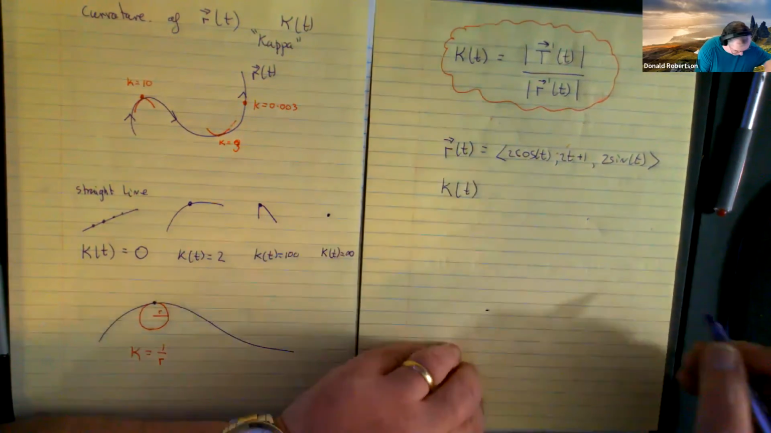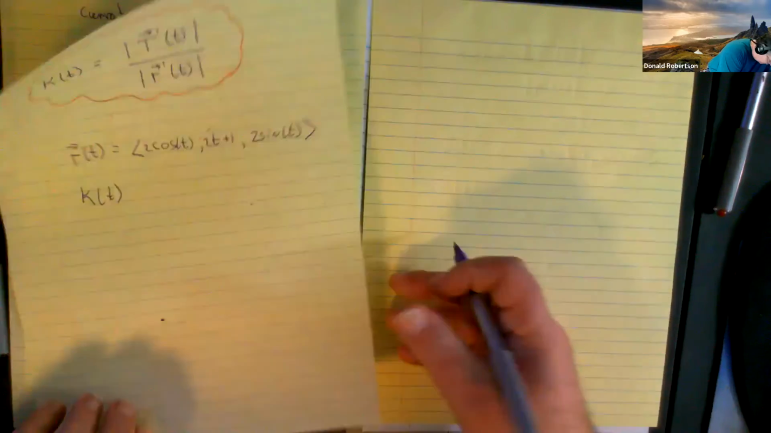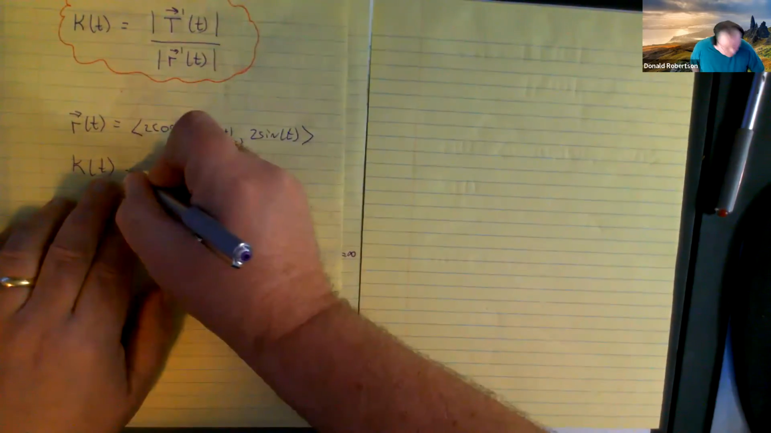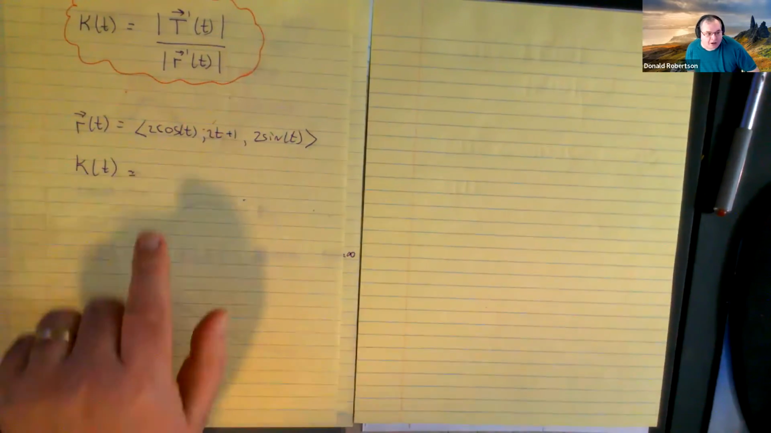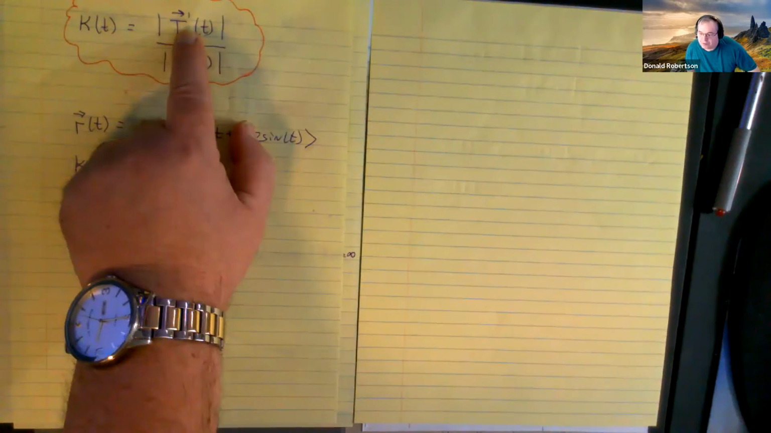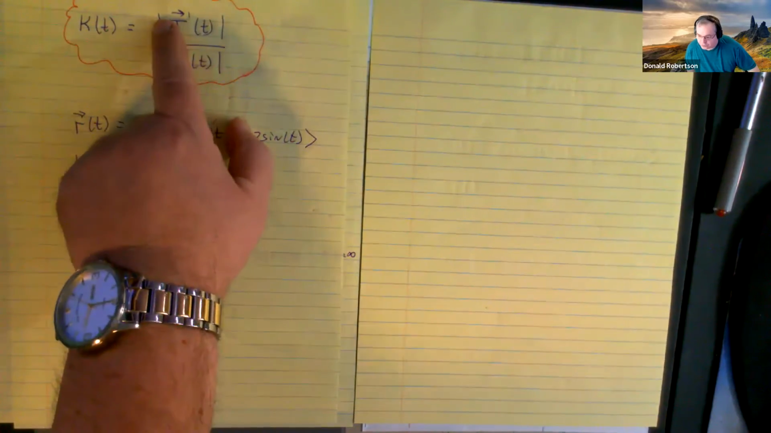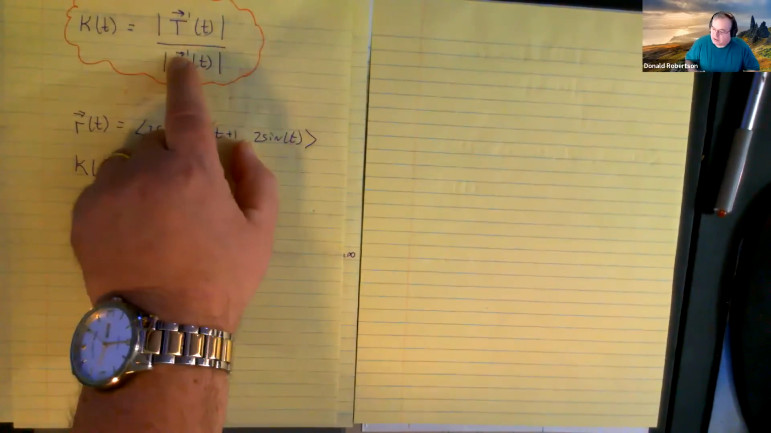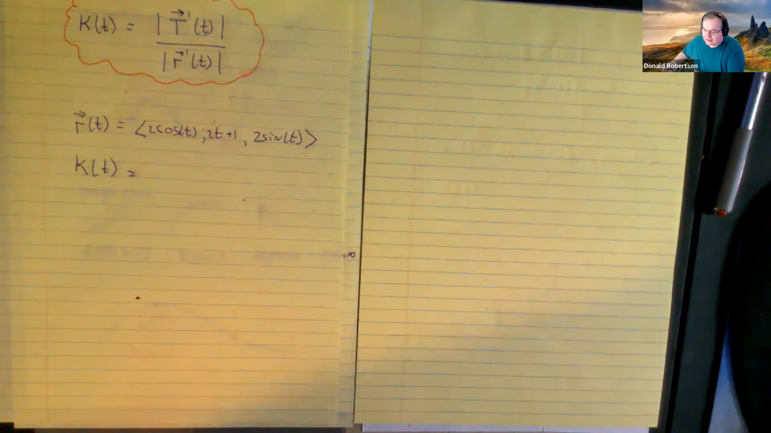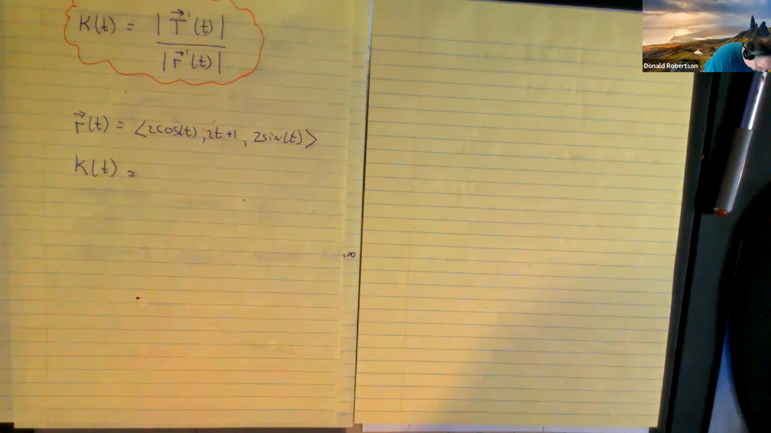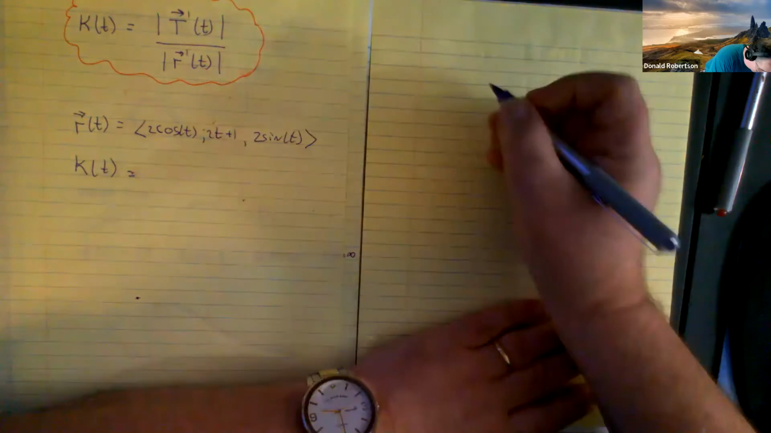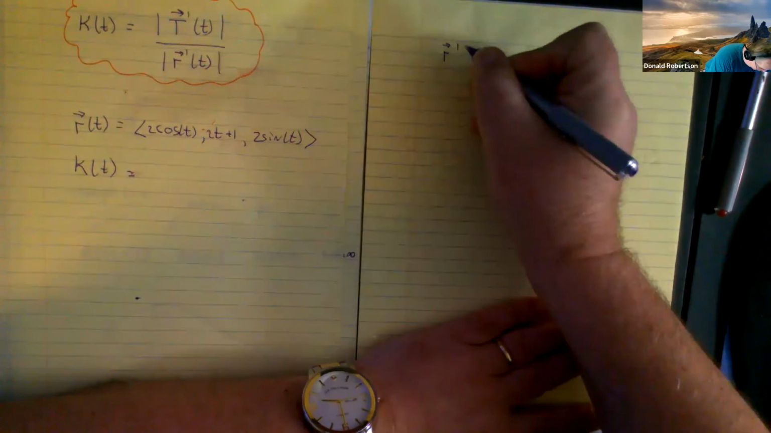So when I get the answer, it's going to go here. Do you notice that kappa is actually a scalar? It's a single number, isn't it? Because that's a magnitude, and so is that. It's not a vector. It's a 2t plus 1 kind of thing, right? It's not a vector. So I'll start off with our derivative.